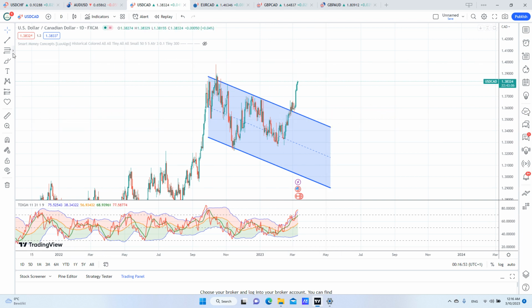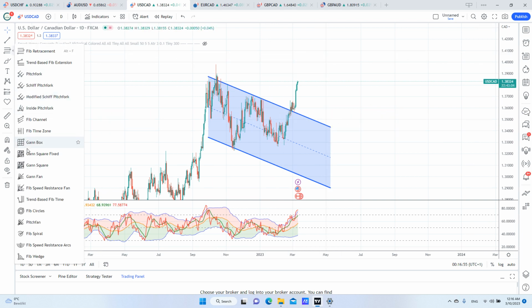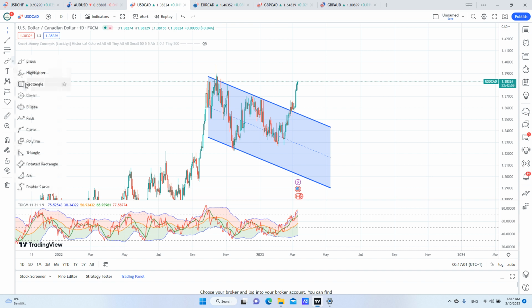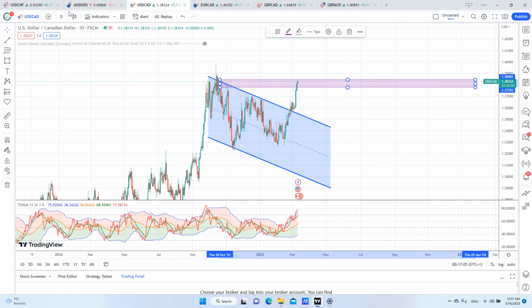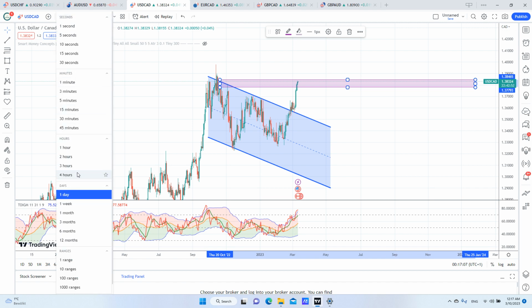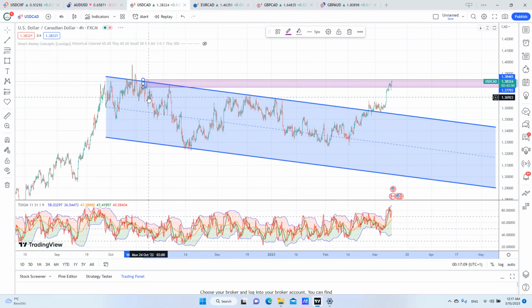but if you look here, we have this order block here, this one here. Can refine it on the 4 hour chart, this one here.